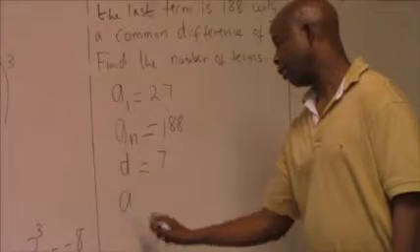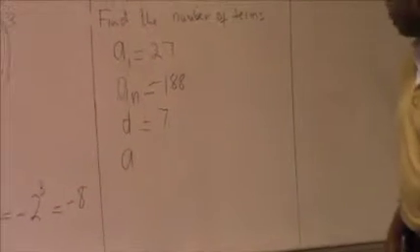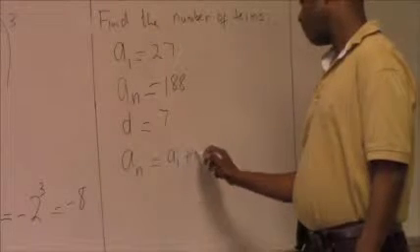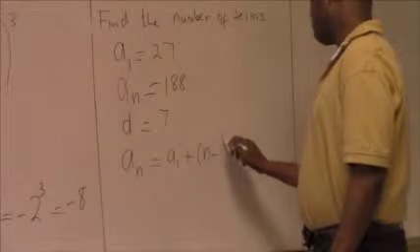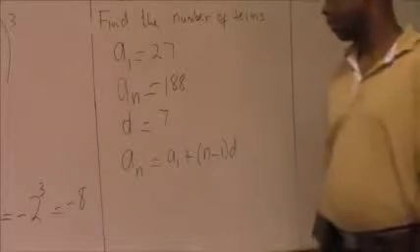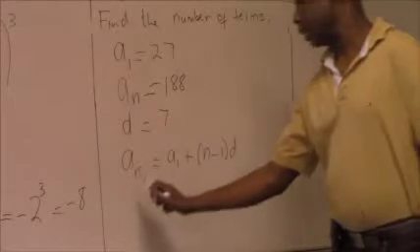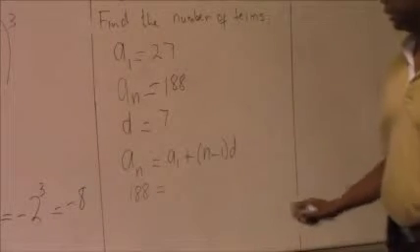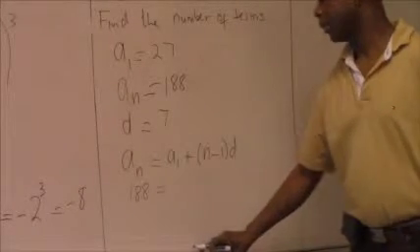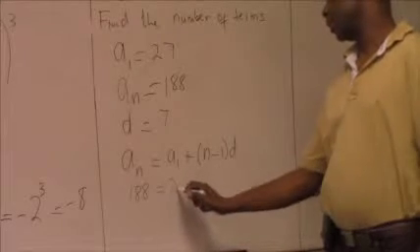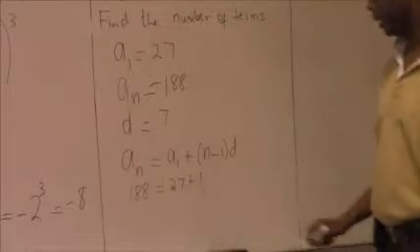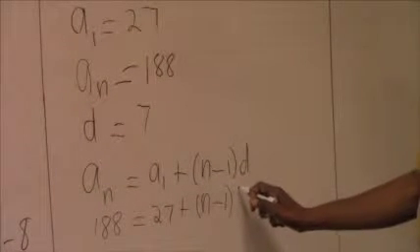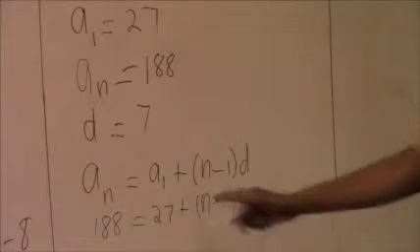The formula for finding the term of an arithmetic progression is given by AN is equal to A1 plus N minus 1 times D. Now we know that AN here is 188. We know that A1 is 27, plus, we don't know what N is. That's what we are finding. So we keep it as N minus 1. But we know that D is 7. So let's subtract here first.